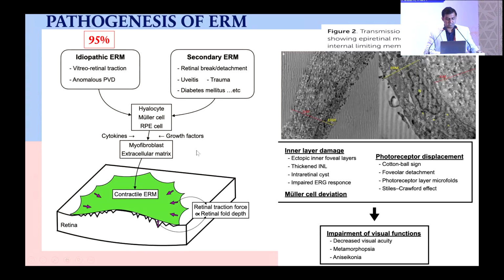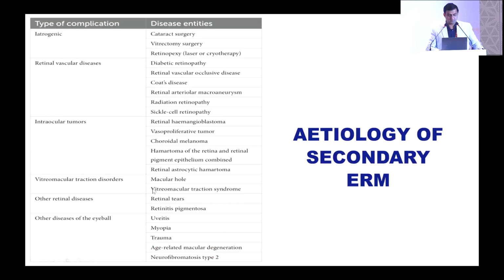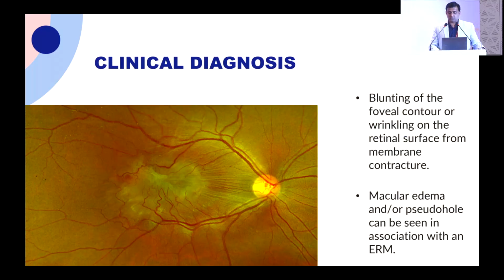So here you can see there is a contractile ERM, and the retinal traction force is almost similar to the retinal fold of depth. So these are the various etiologies of the secondary ERM. It's already mentioned in textbooks, I'll not go into the details of it. So for clinical diagnosis, we can see blunting of the foveal contour or wrinkling on the retinal surface, and macular edema or a pseudohole can be seen in association with the epiretinal membrane.